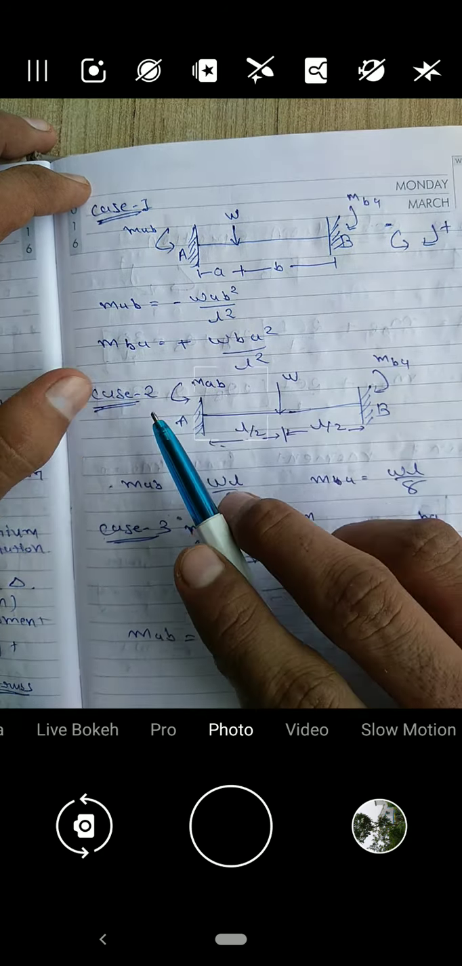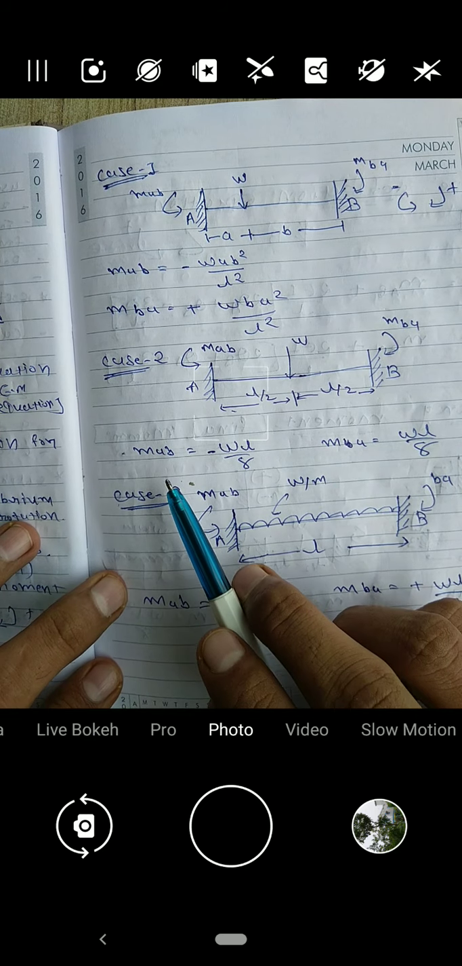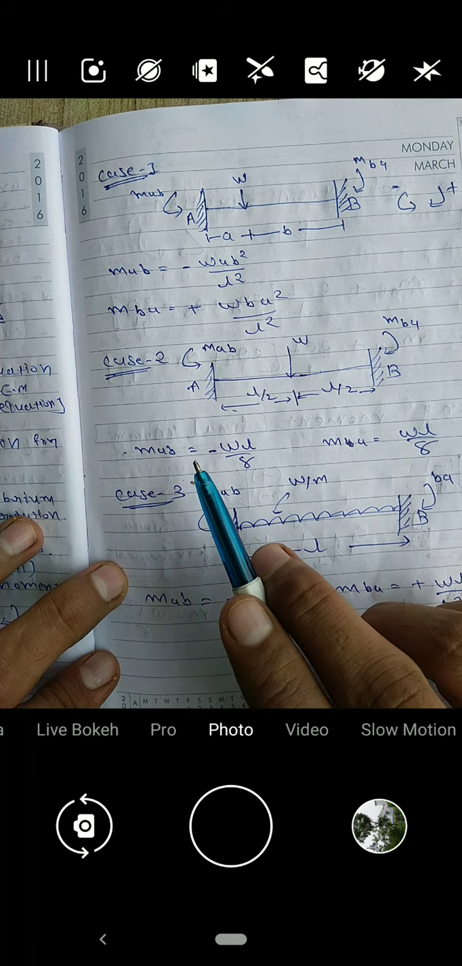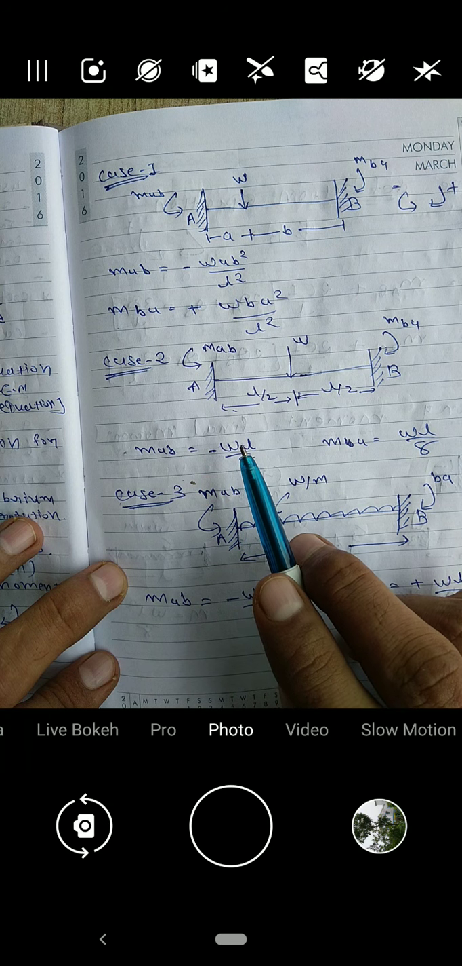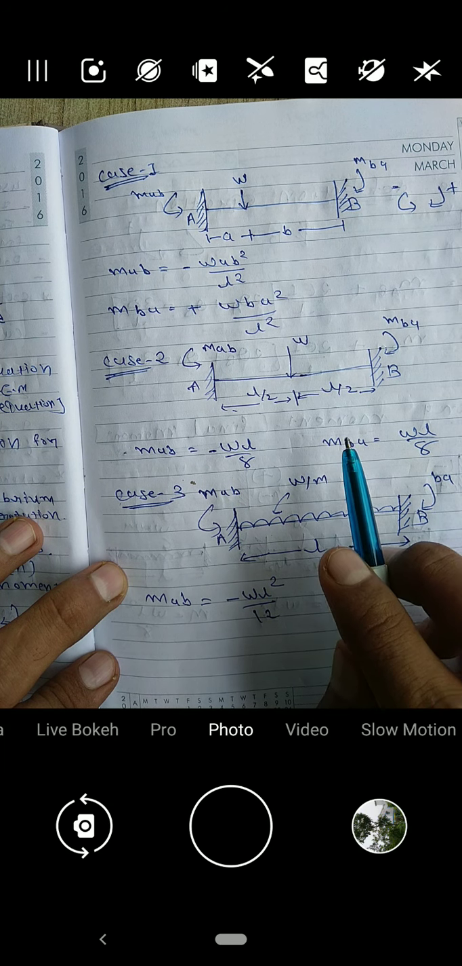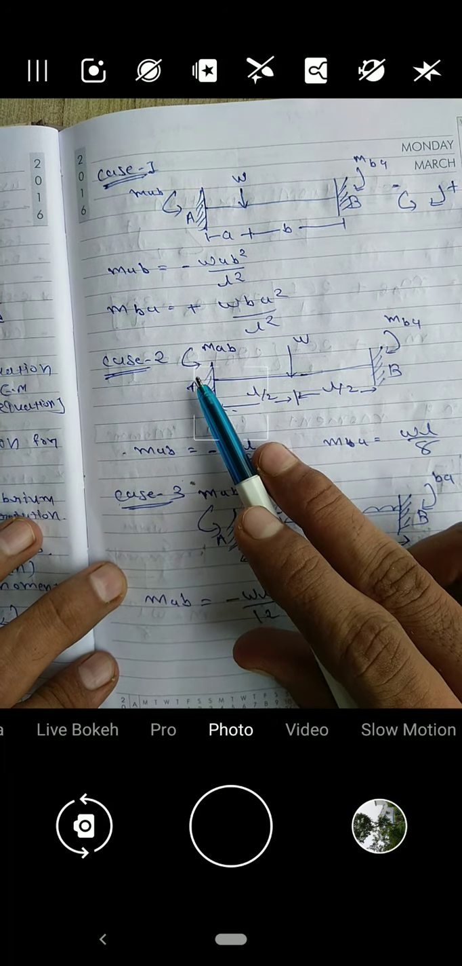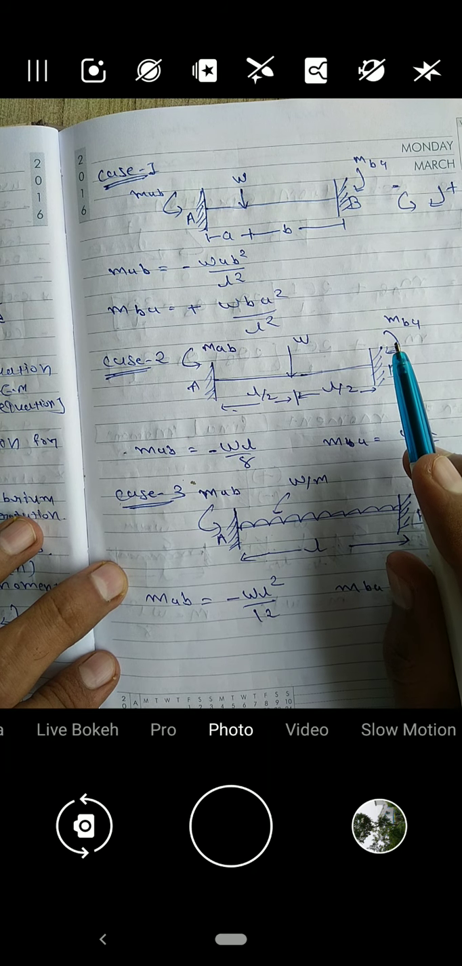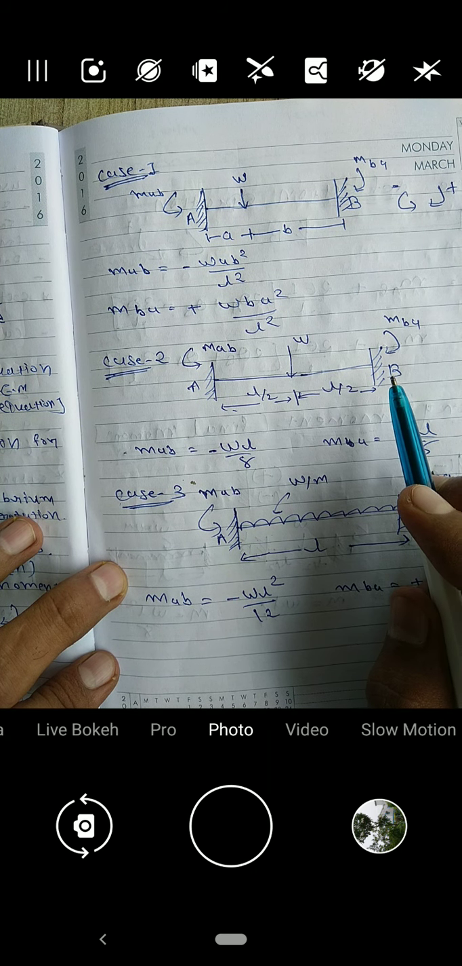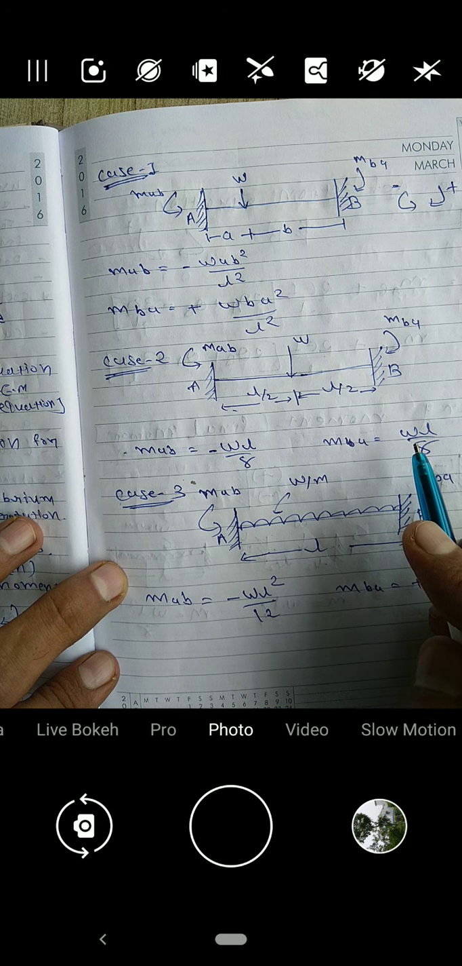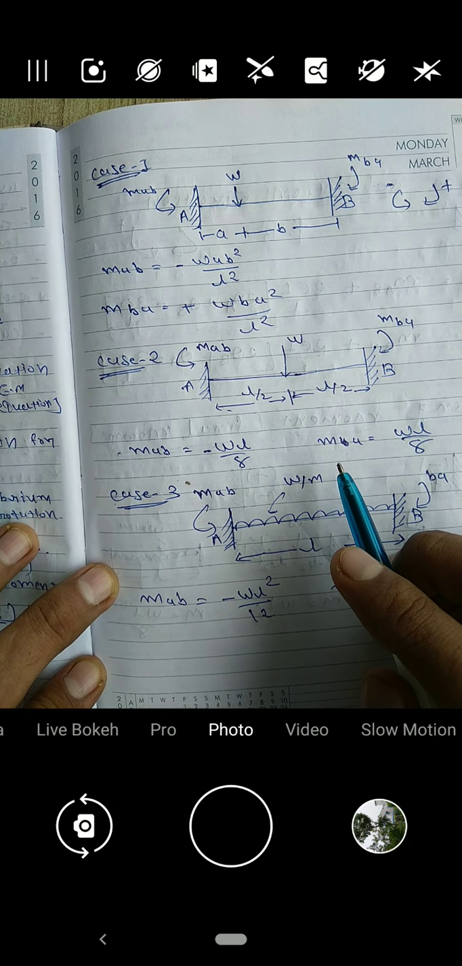In case 2, the point load is at the middle of the span, or at equal distance. The equation of the fixed end moment is MAB equal to minus WL by 8, because it's an anti-clockwise direction, and the moment at BA is equal to WL by 8.